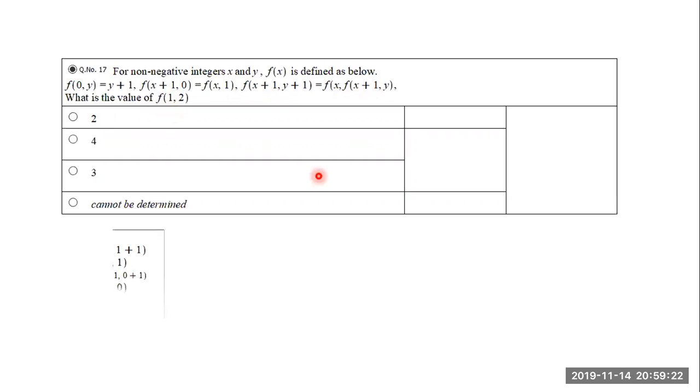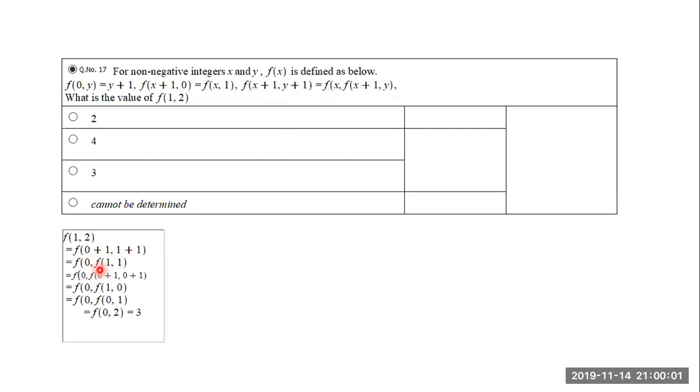We will see here. Now f(1, 2) is nothing but f(0 plus 1, 1 plus 1). I am bringing this in this format. This format is more useful: f(x plus 1, y plus 1). What is f(1, 2)? 0 plus 1 and 1 plus 1. What is f(0 plus 1, 1 plus 1)? It is given here: f(x, f(x plus 1, y)). x is 0 here. So that is f(0, f(1, 1)).